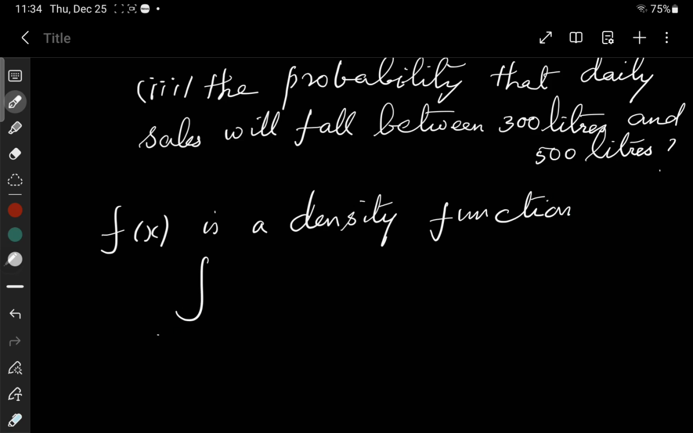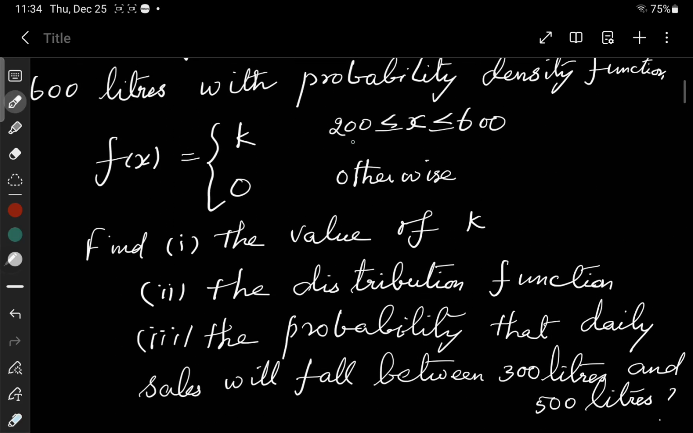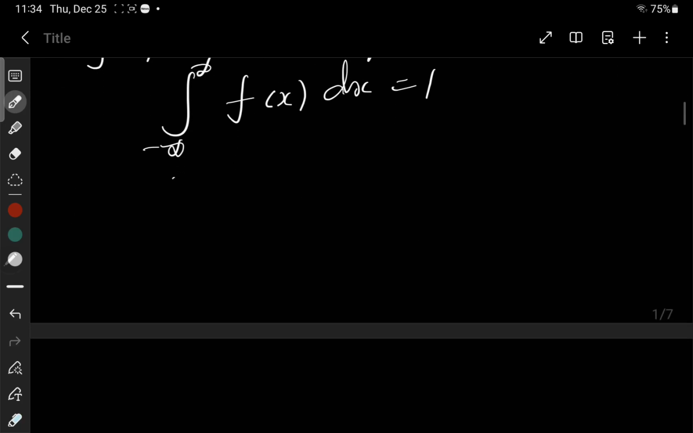So by the definition, the integral from minus infinity to infinity of f of x dx is equal to 1. Minus infinity is the lower limit, infinity the upper limit. Here the limit is 200 to 600, only where the function is defined. It is 0 for other values. So let me take the limits as 200 to 600.